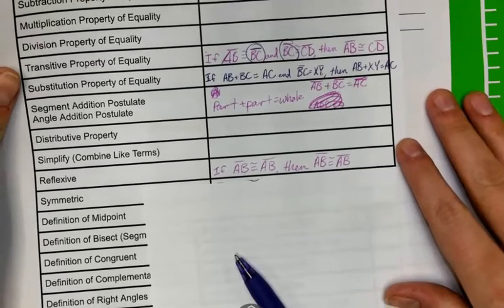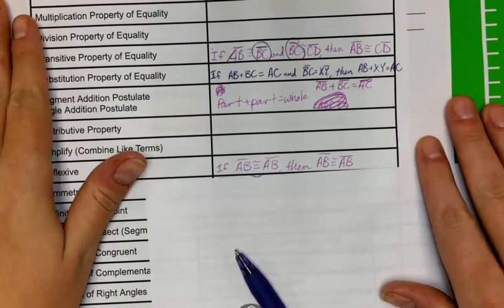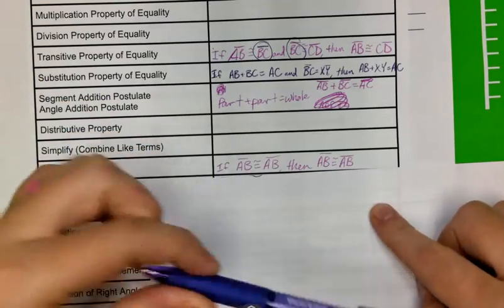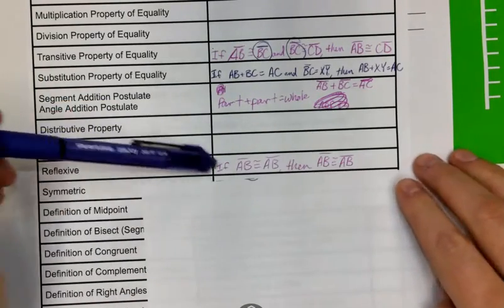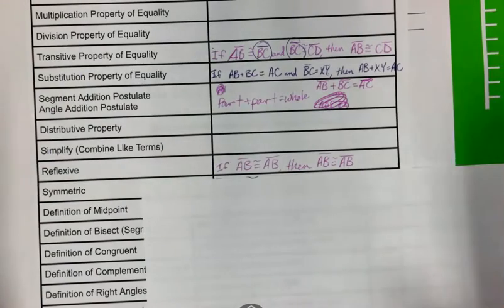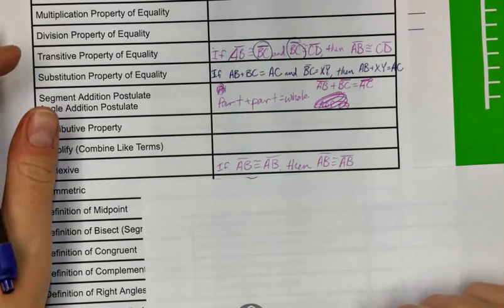Okay, reflexive. We're going to write this, but you will not see this until we get to congruent triangles. So we're going to write this so you know it, but I don't want you to think about it too much. This is not going to be something that pops up a lot during this particular unit.